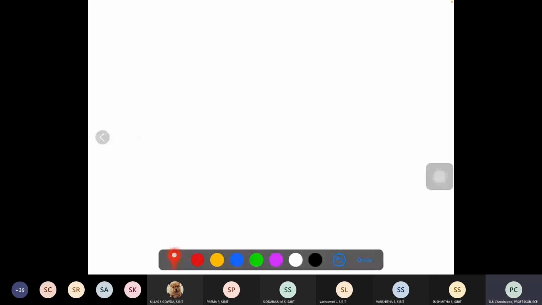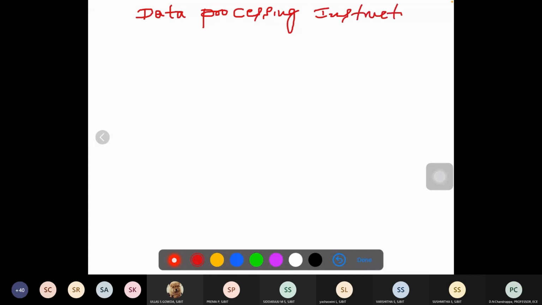So in this direction, I will take one empty slide. There I am going to explain and write how a data processing instruction is executed during runtime, and all these things related to that. A few sets of instructions I will discuss. First, I'll come to that heading. Please take down data processing instructions.